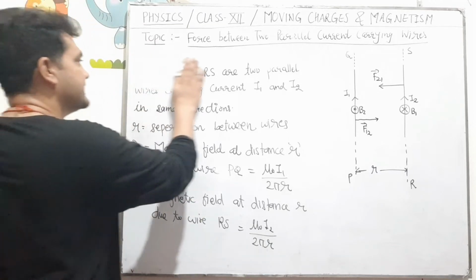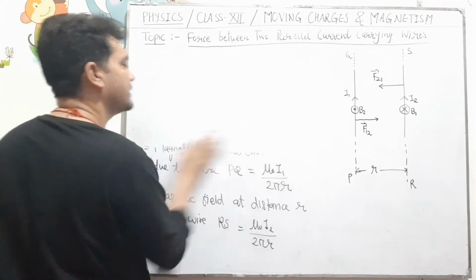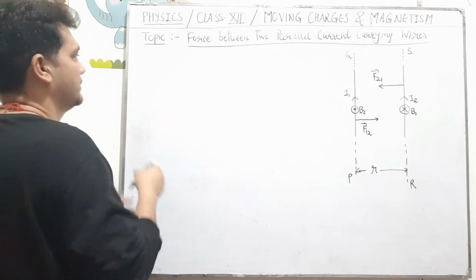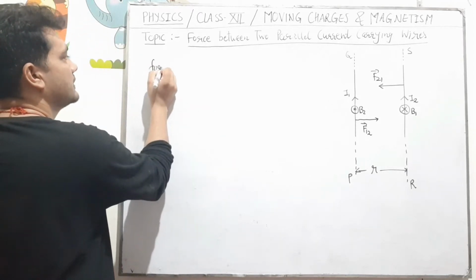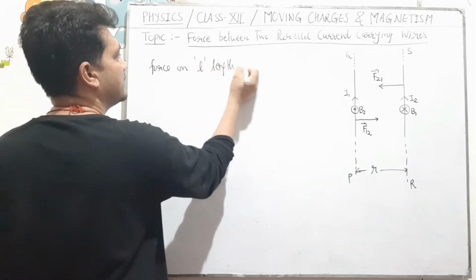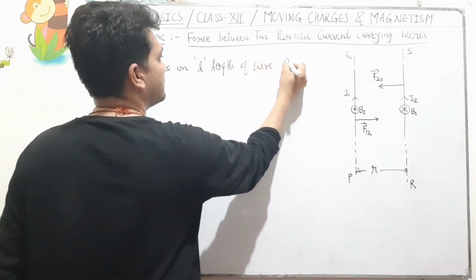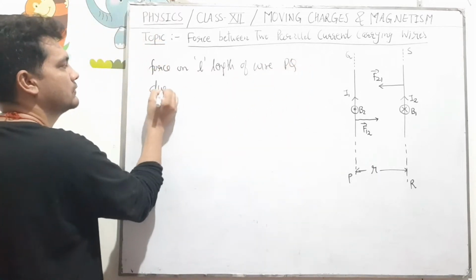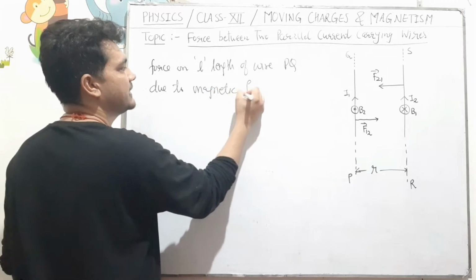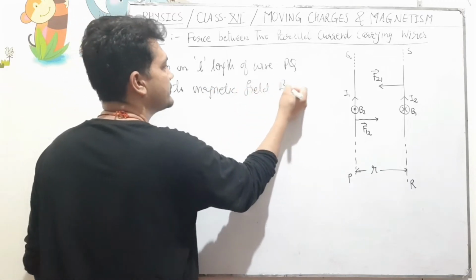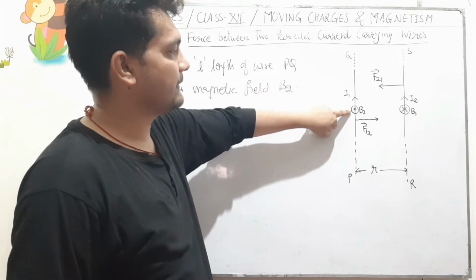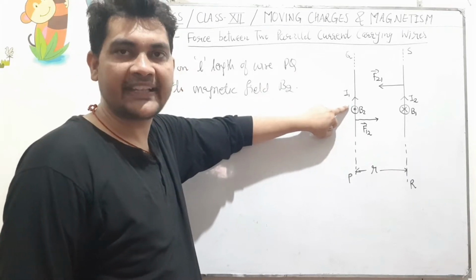Now what is the force on wire PQ? Force on L length of wire PQ due to magnetic field B2, because this wire PQ is placed in magnetic field B2, therefore it will experience force due to magnetic field B2.